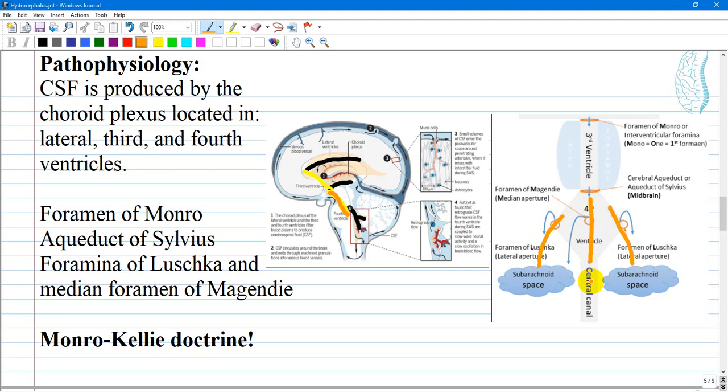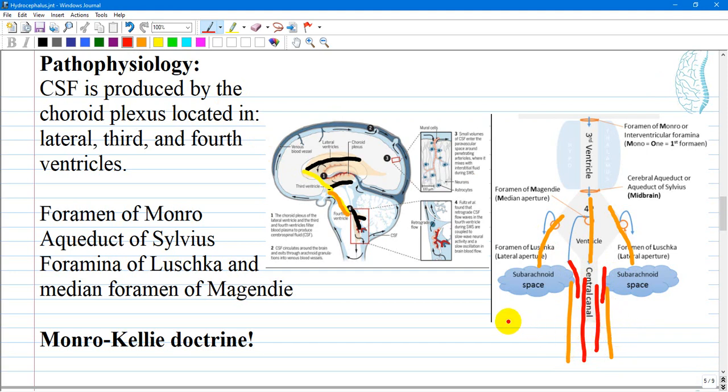Part of it continues to flow around the spinal cord. For example, here will be the spinal cord, and it flows in the space between the spinal cord and dura mater.